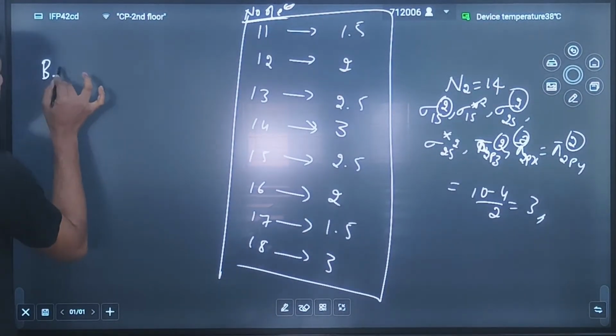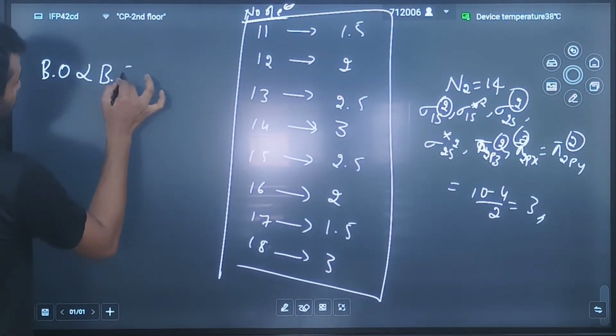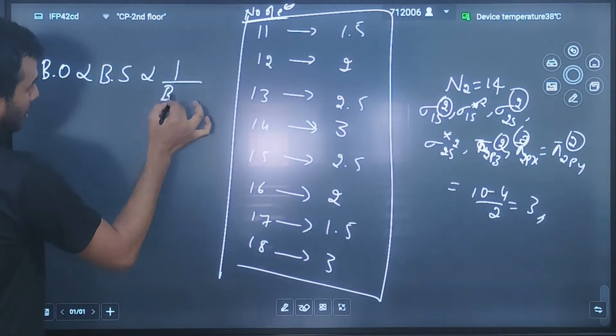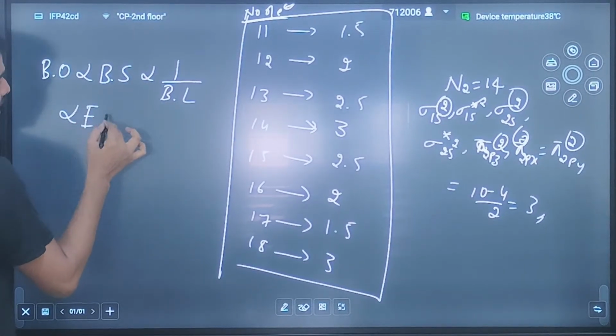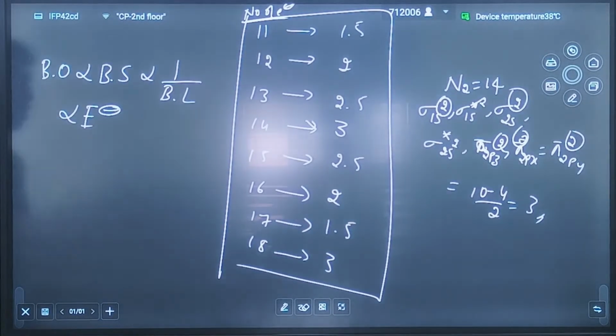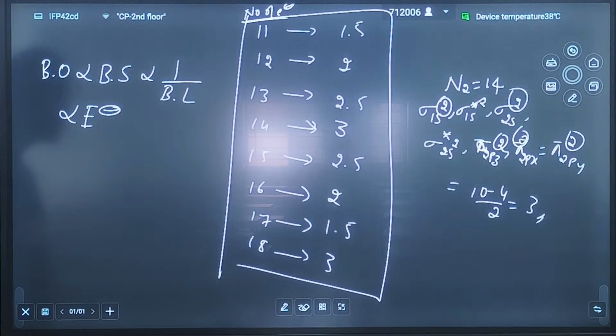And this is also very important, students: if the bond order is more, then the bond strength is more. The bond length is inversely proportional to the bond order. Okay. And also we can say electronegativity is also more for this case. I hope you get some idea about the bond order.